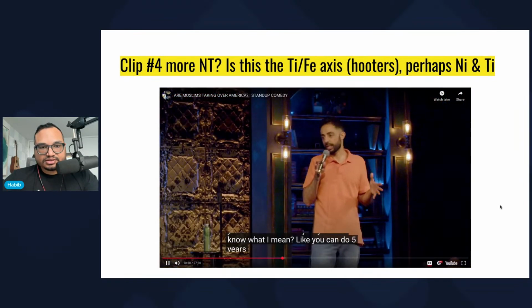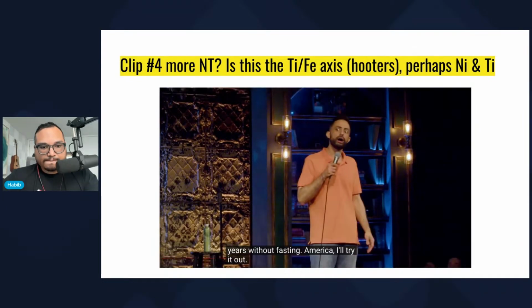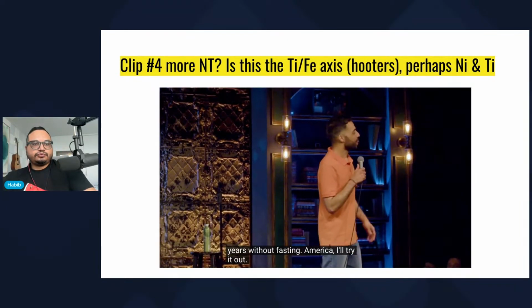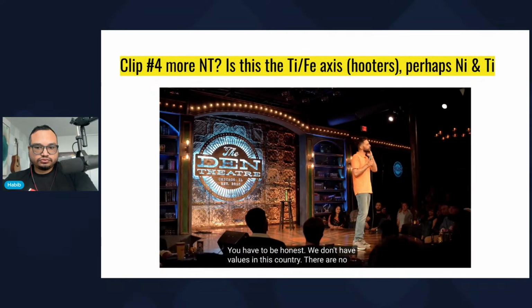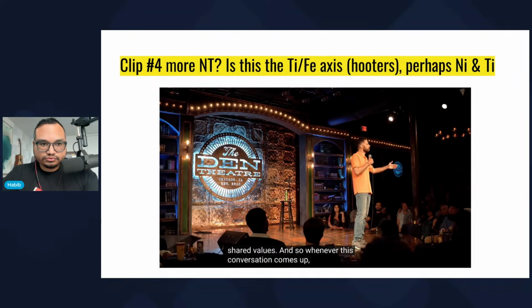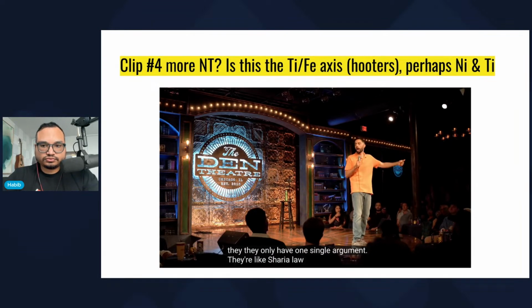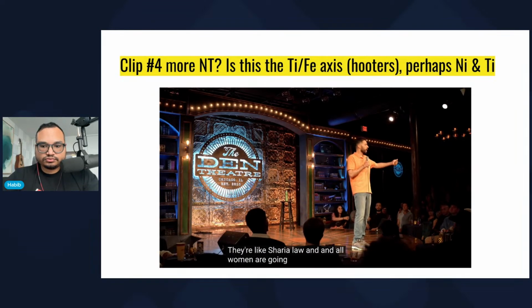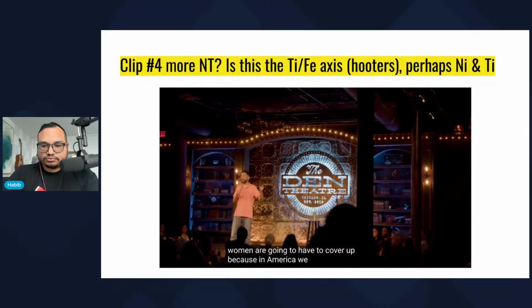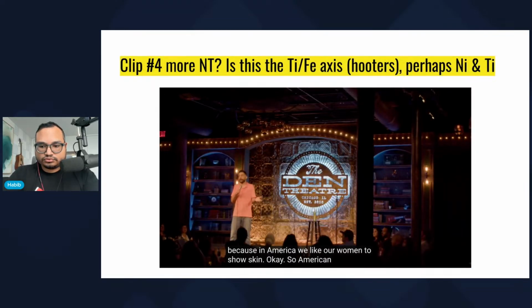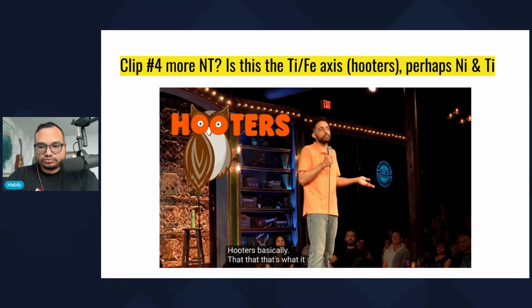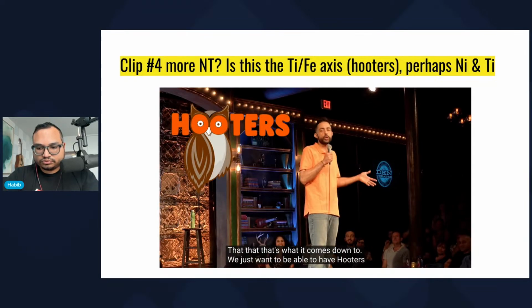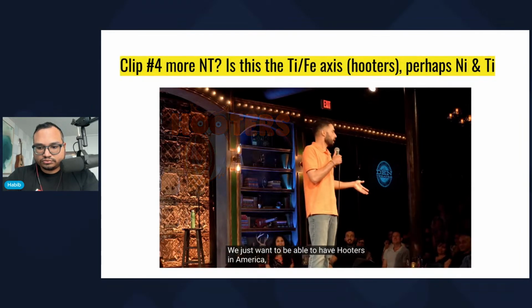You can do 5 years without fasting. Americans are like, I'll try it out. You have to be honest. We don't have values in this country. There are no shared values, and so whenever this conversation comes up, people only have one single argument. They're like, Sharia law. And all women are going to have to cover up because in America, we like our women to show skin. Okay, so American values is Hooters, basically. That's what it comes down to. We just want to be able to have Hooters in America, right?